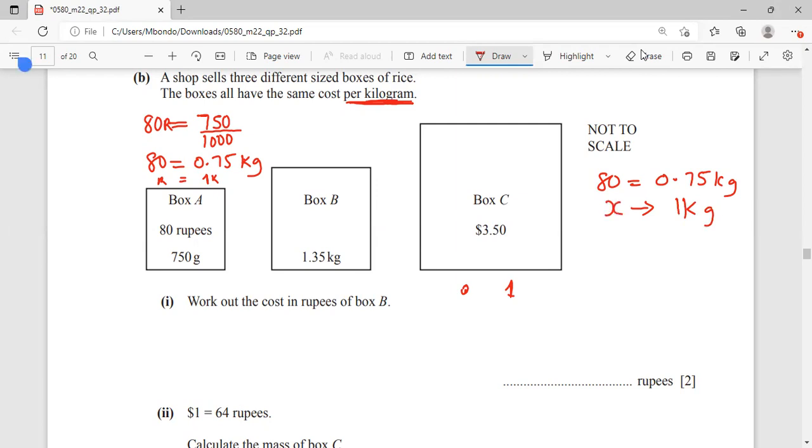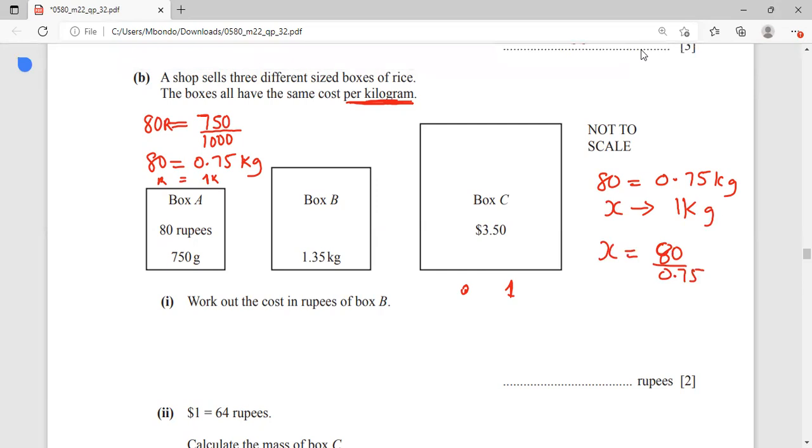So when you cross multiply, you are going to have a situation where we say x is equal to 80 divided by 0.75. So what do we get when we work out this? This is going to give us 320 over 3, okay? 320 over 3. So now we are saying, in terms of a kg, this is how much it costs in rupees.